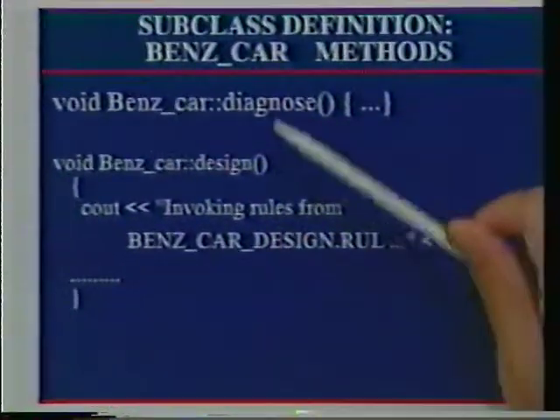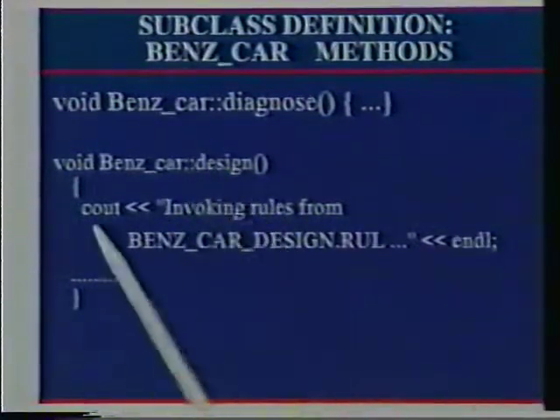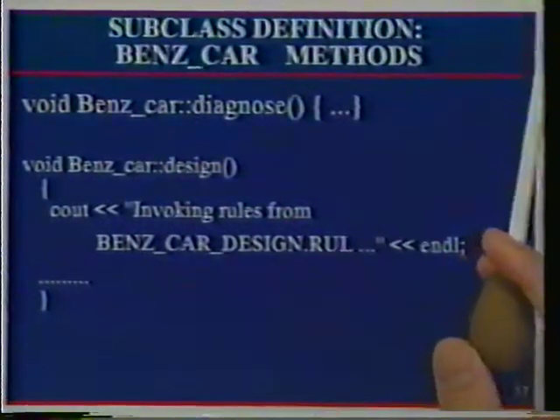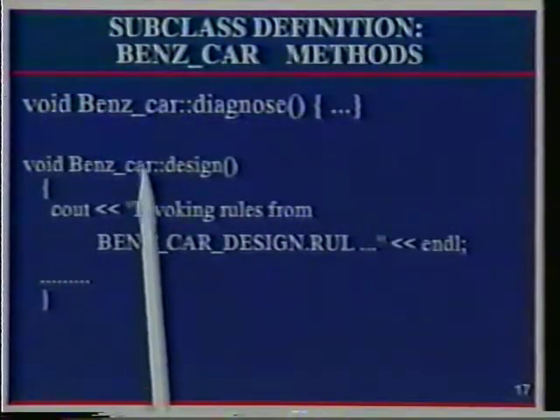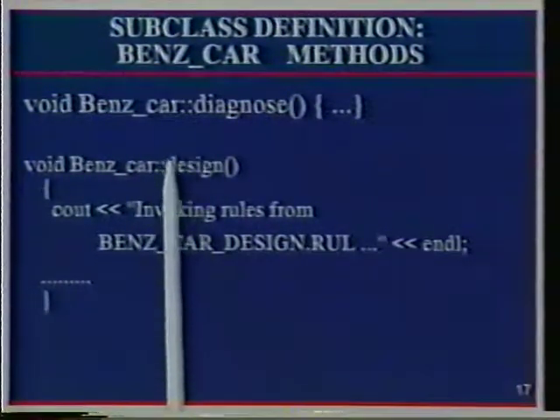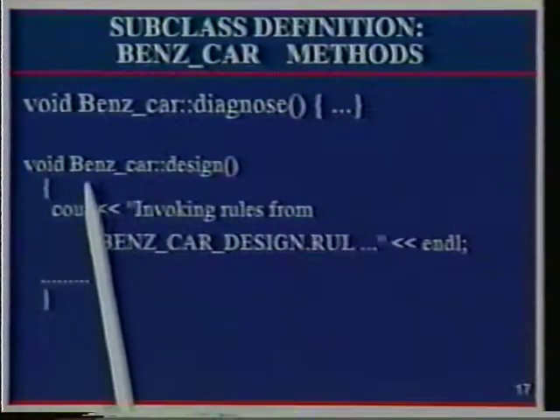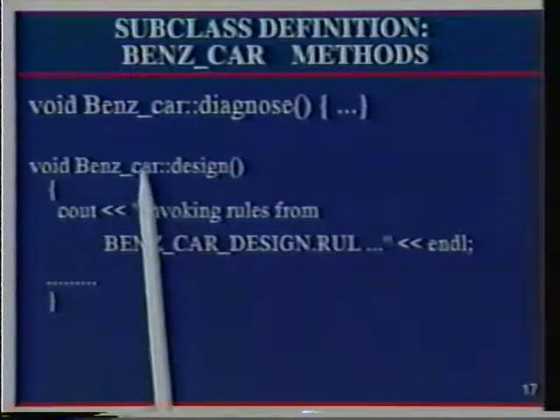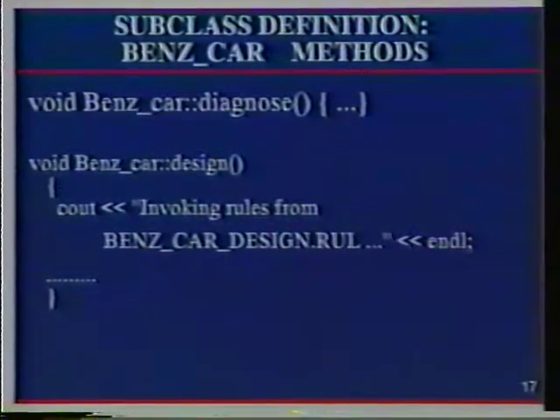Now similarly I define the Benz car, and I have the diagnosis and then I have added a new function called design. Now if I were to define this in the .c file, I have to use this scoping operator here, which tells me that this particular function belongs to this particular class, like the design function belongs to the Benz car. So that is a scoping operator in C++. Now that is a very brief 10-minute introduction to C++.